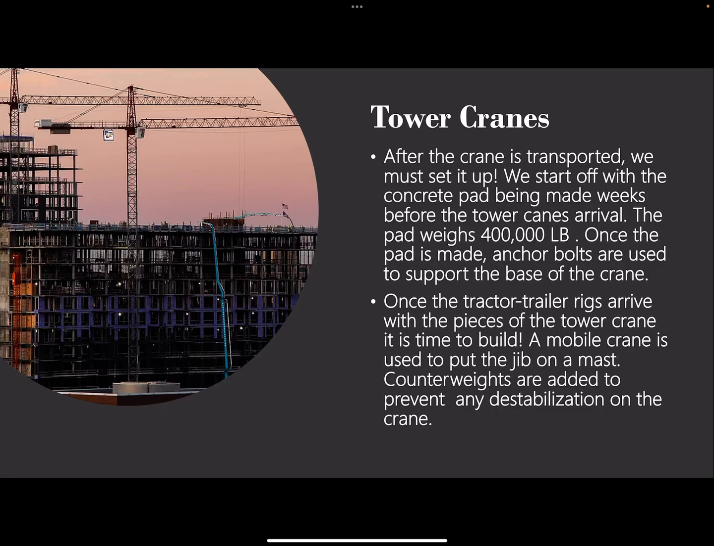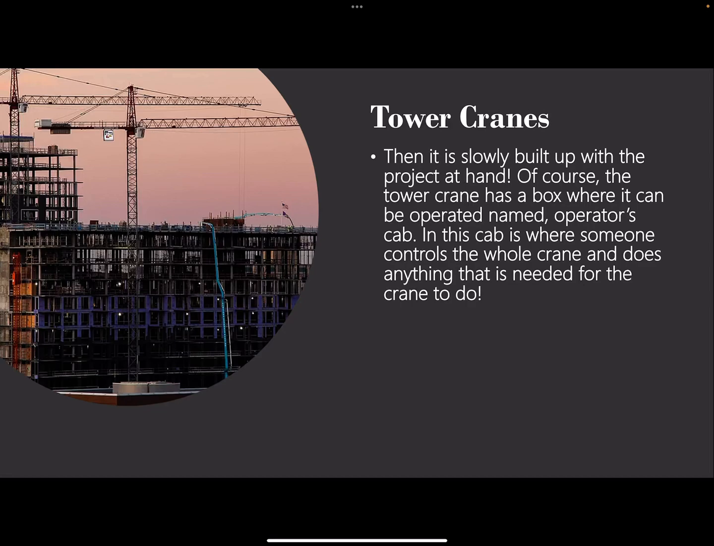Once the tractor trailer rigs arrive, the pieces of the tower are organized and laid out to start being built. And then the tower crane is built side by side of the building, and someone controls the whole crane and does anything that is needed to do.